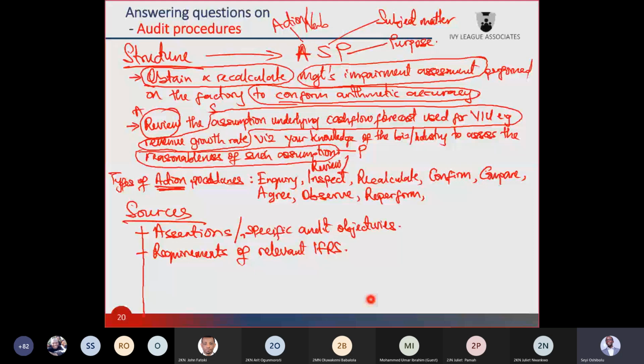Oh, the standard says that anytime there's an asset measured at fair value, deferred tax implication needs to be considered as part of goodwill. I need to design an audit procedure for that. Oh, the standard says that assets and liabilities acquired should be measured at acquisition date fair values. I need to design a procedure for that.